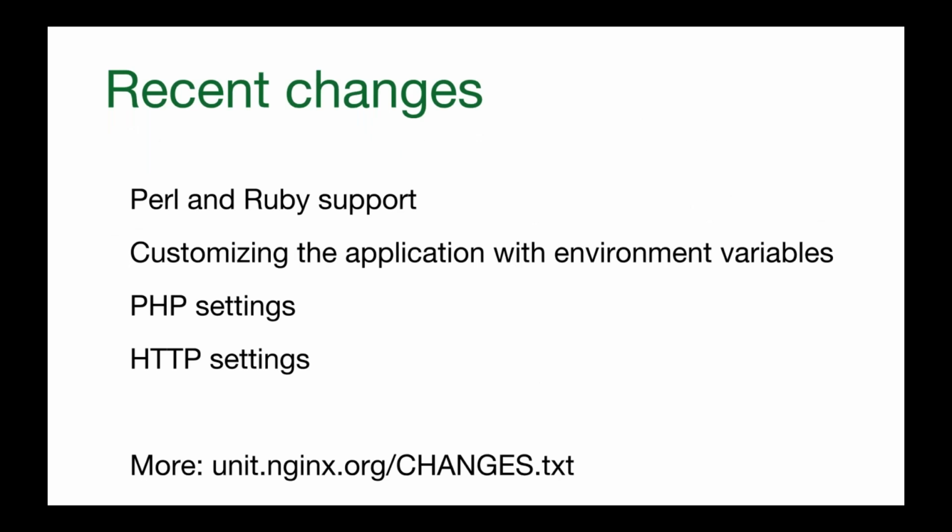The most recent changes to the Unit software are as follows. You can look at the full list of changes, of the new features and bug fixes, at the changelog at the bottom of this page. However, the main ones are the Perl and Ruby support, in addition to the first 3 original languages that we designed. Then there is the customization of the application.